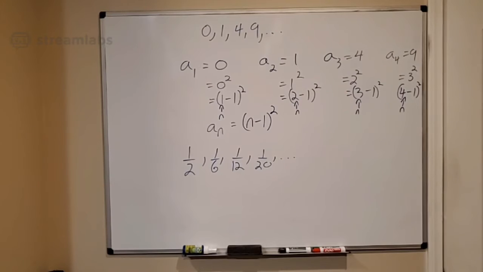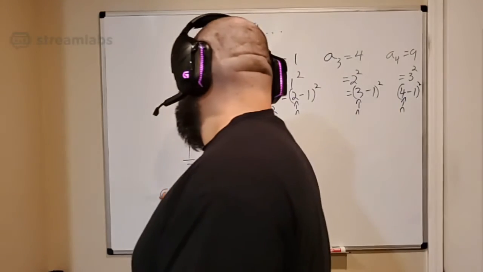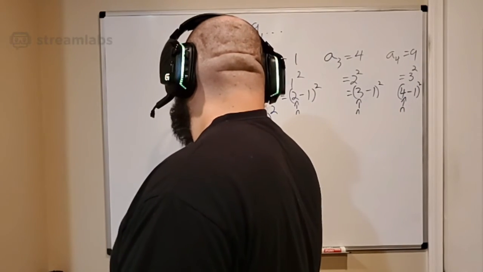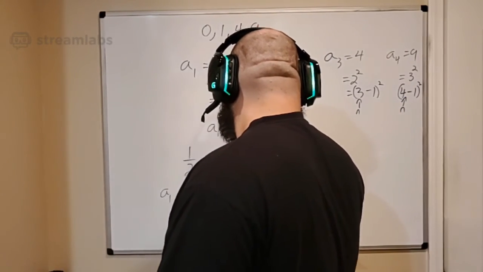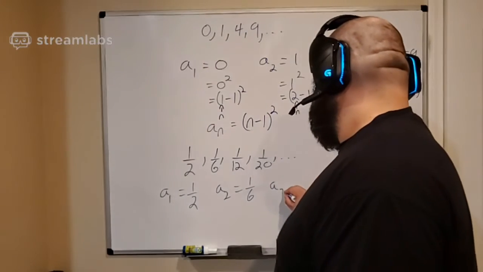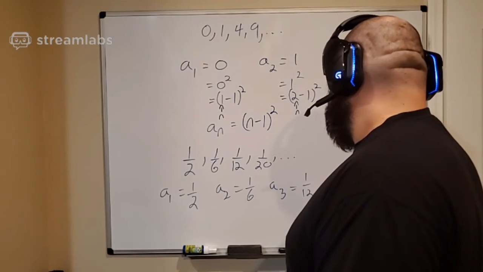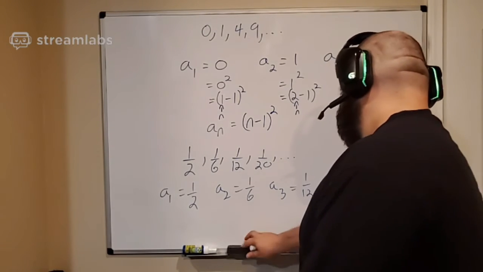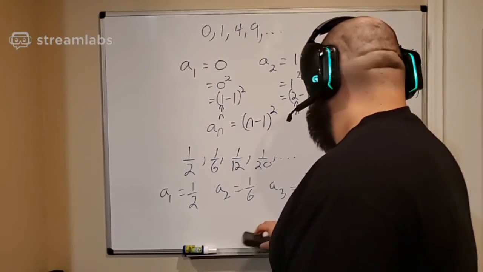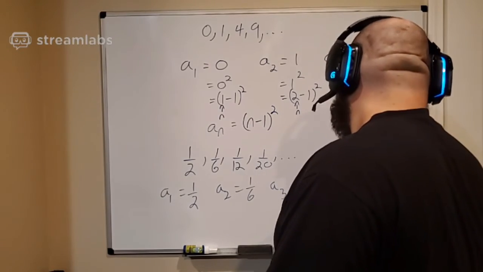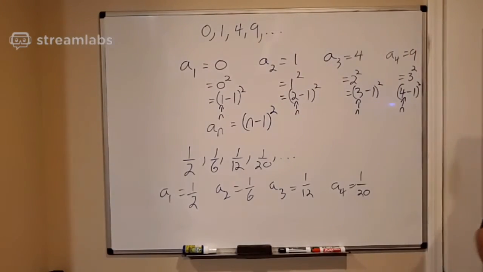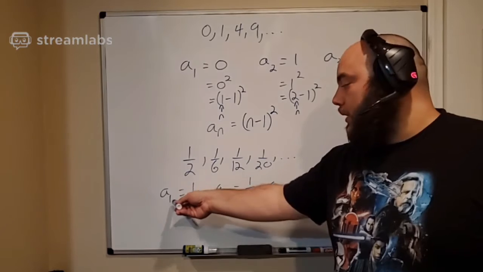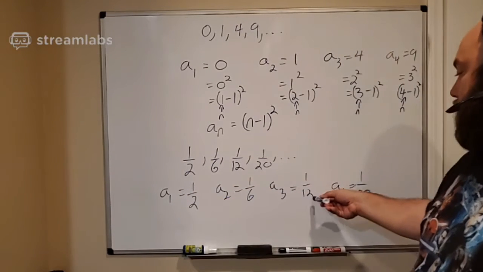So you get a sub 1, which is 1/2, a sub 2, which is 1/6, a sub 3, which is 1/12, and then a sub 4, which is 1/20. And remember, our goal here is to get a connection between 1 and 2, 2 and 6, 3 and 12, 4 and 20 that is the same every single time.